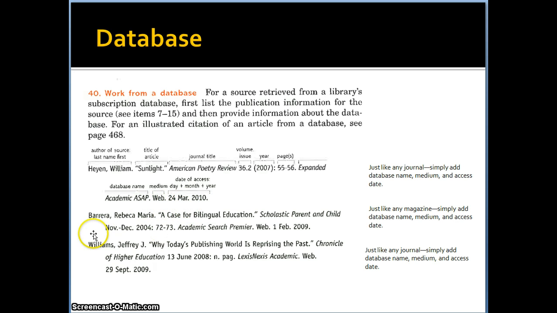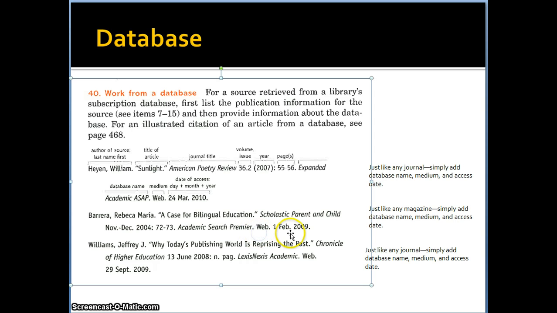Here is a magazine, and you do the same thing. Here's the name of the database, and web, the date it was accessed. Here's another journal. It's the same thing. The only thing that's different is in this journal there were no page numbers. So if there's no page numbers, you put NPAG.